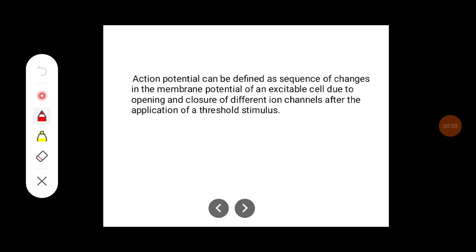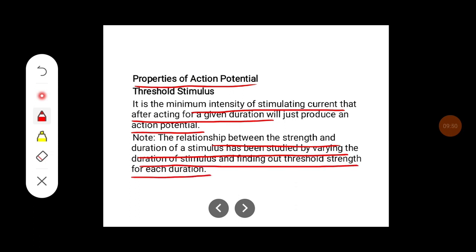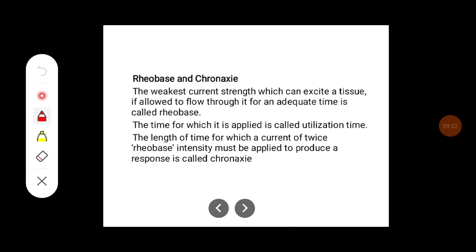Potential can be defined as a sequence of properties of action potential. Threshold stimulus is the minimum intensity of stimulating current that, after acting for a given duration, will just produce an action potential. The relationship between strength and duration of stimulus has been studied by varying the duration of stimulus and finding out the threshold strength of each duration.